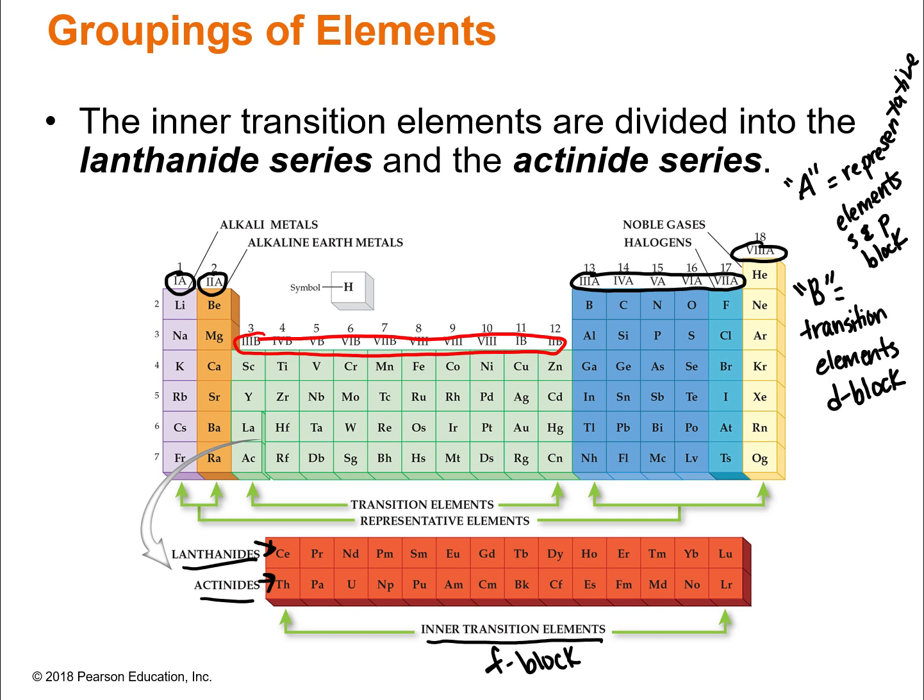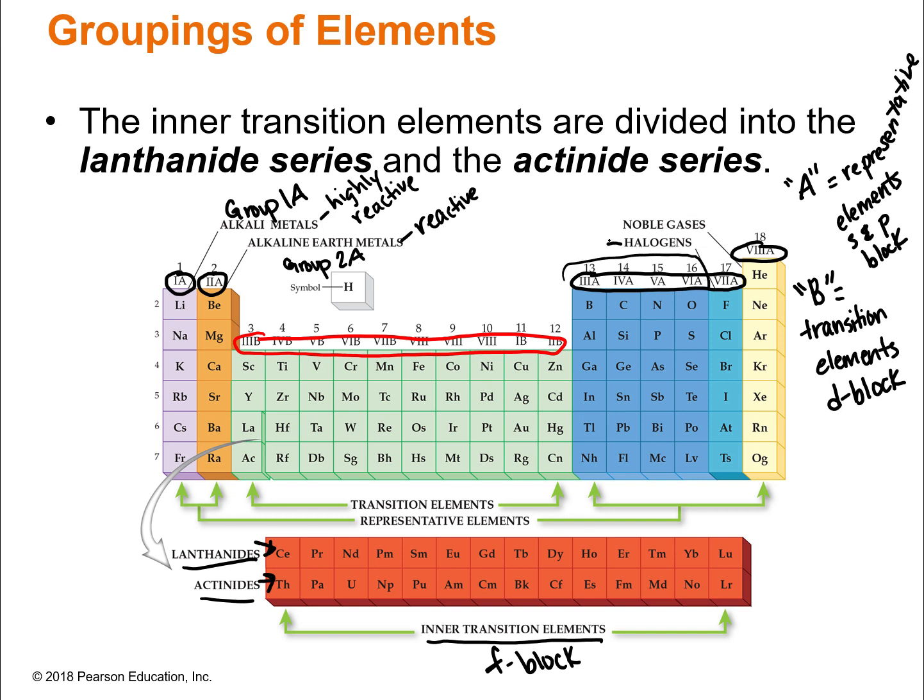Finally, there are some group names that are common, okay? Group 1A, those are the alkali metals. They are highly reactive. Group 2A, that's the alkaline earth metals. Those are pretty reactive too. There's no common names really for any of these guys.